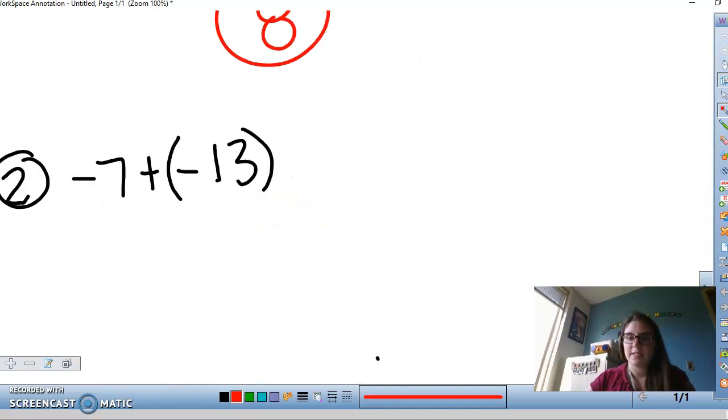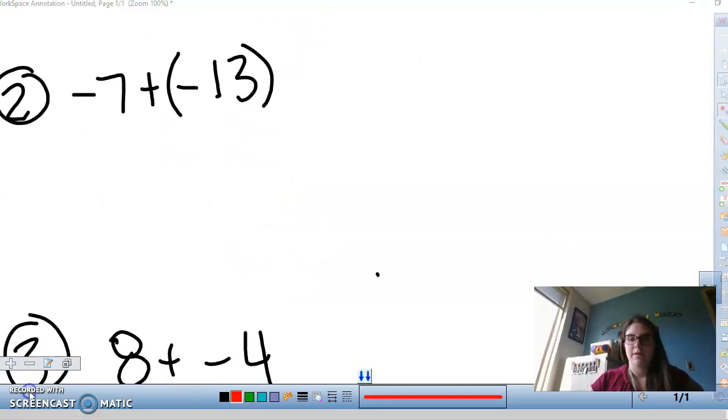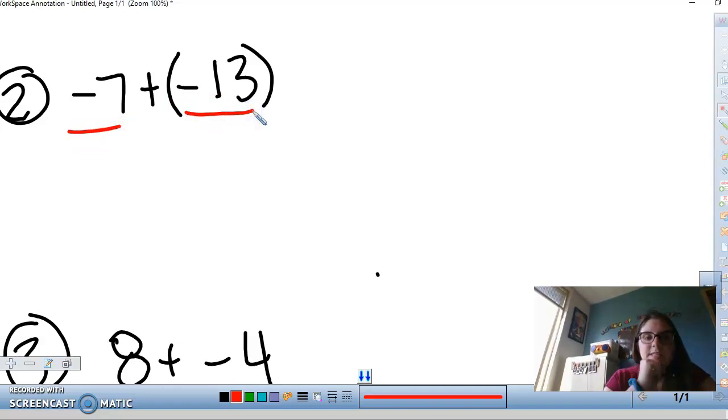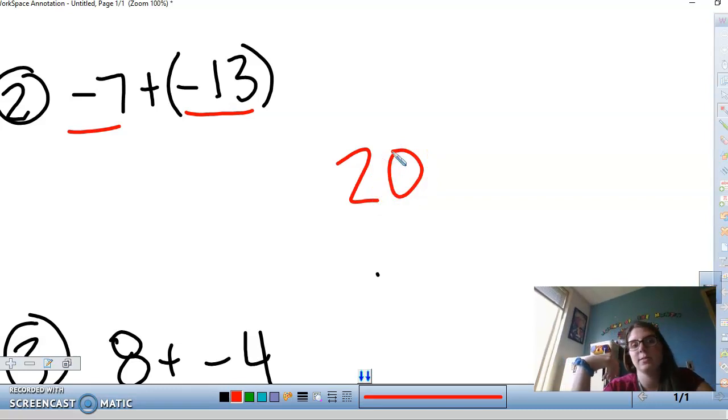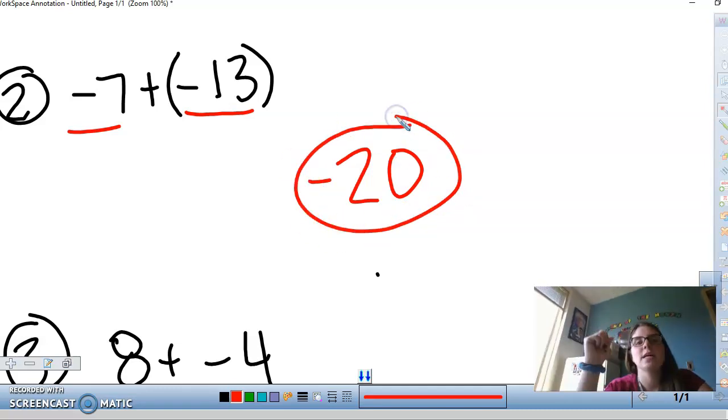If I'm looking at this next one, I have -7 plus -13, and I can see that those are both negative, so I know that they're the same signs. Since they're the same signs, I know I'm going to add. So 7 plus 13 is 20, and when they're the same signs, I add and keep. So that means I'm going to keep the sign. Since they're both negative, it's going to be a -20. So again, since they're the same signs, I added, and since they're both negative, you keep the sign, so the sign is going to be negative.